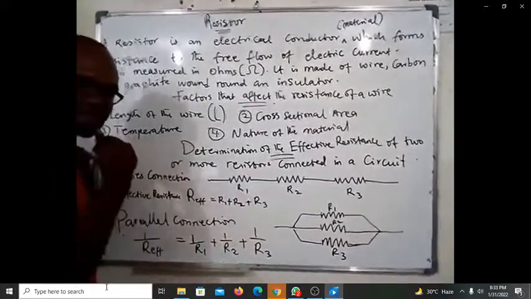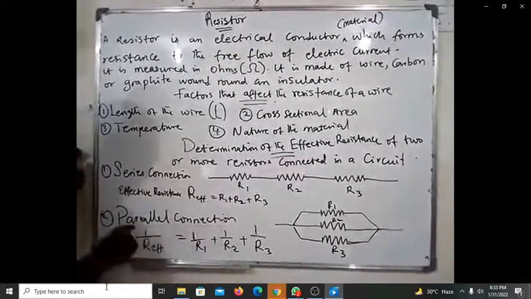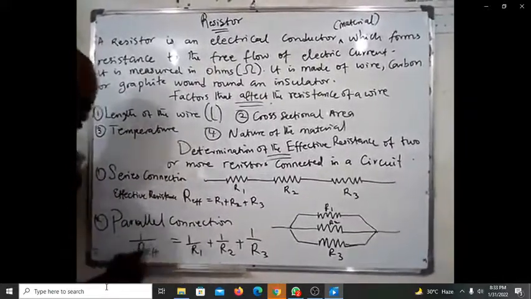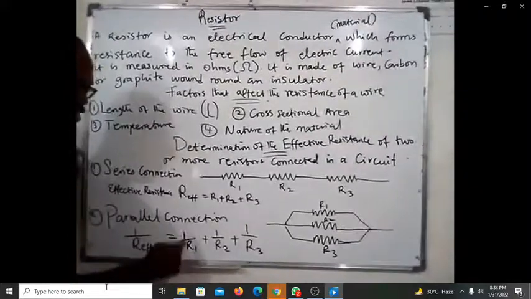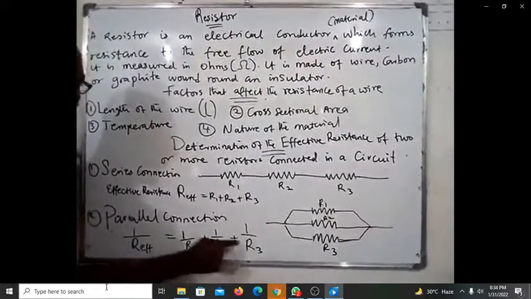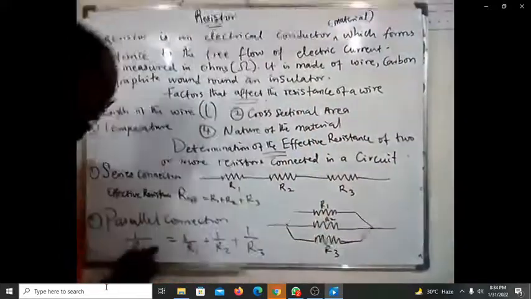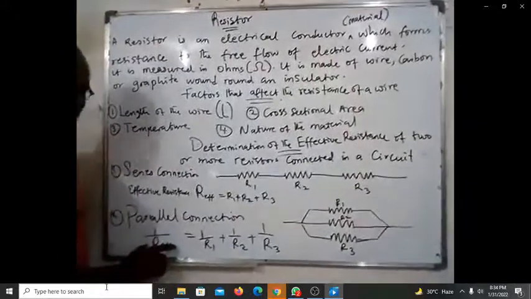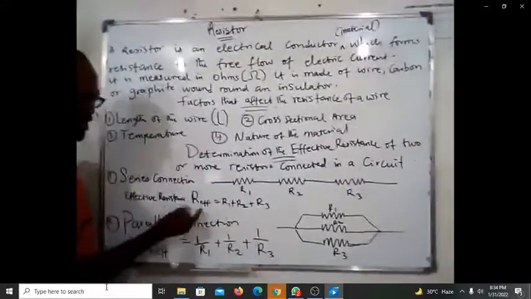Simple mathematics. Is that clear? But whenever you want to calculate the effective resistance for parallel connection, you have to do the reciprocal of the effective resistance is equal to what? The reciprocals of the different individual resistance. Is that clear? So you make this REF the subject. You understand? And solve down for you to get the effective resistance here.